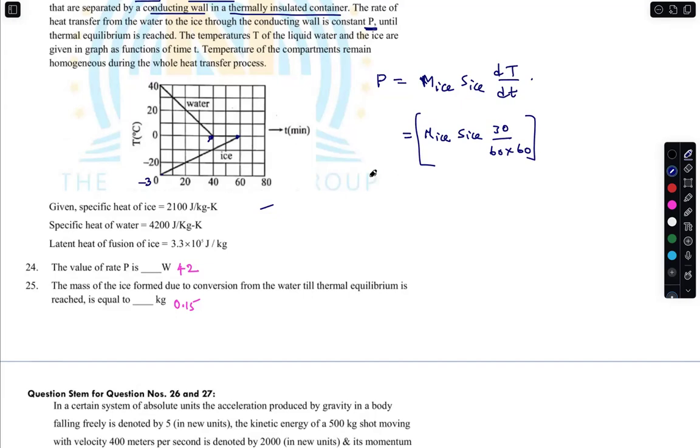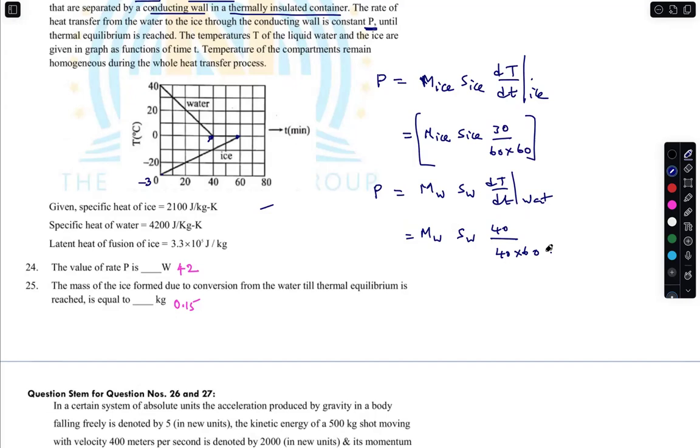Okay, what about water? Water is losing heat. M water, S water, dT by dt. This is ice. This is water. M water, S water. What about water? Can you please help me? 40 and 40. 40 by 40 times 60. Right. That's the picture.